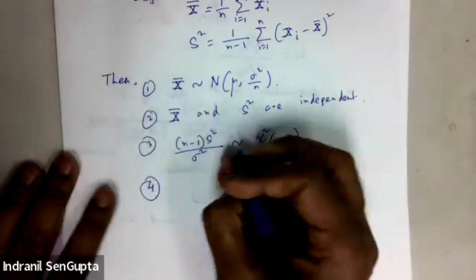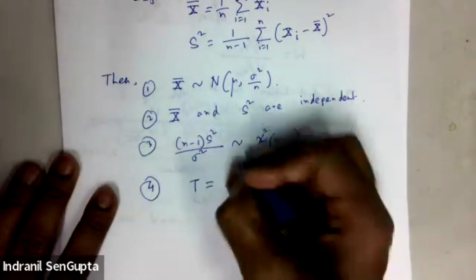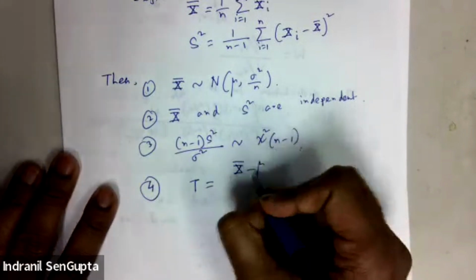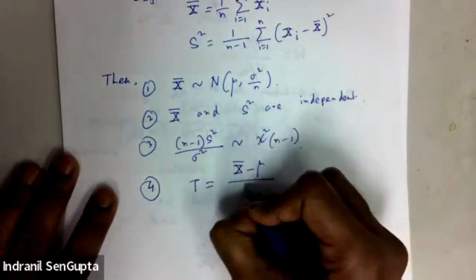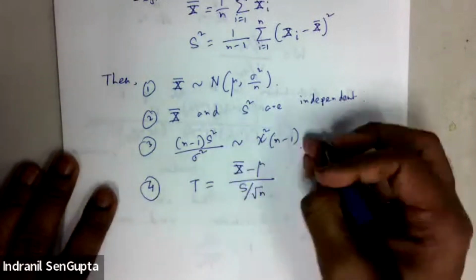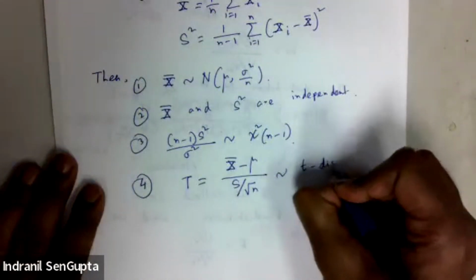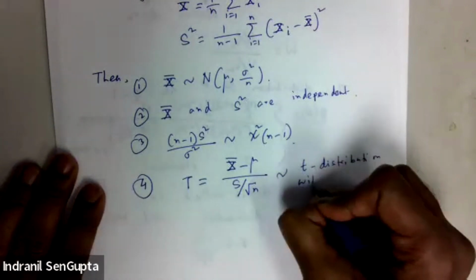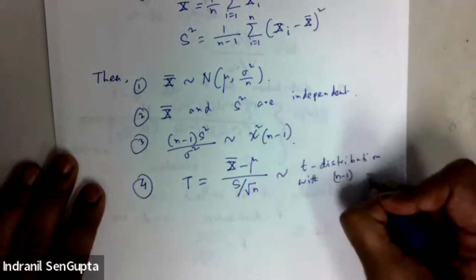And the last one is the random variable T, which is given by (X bar minus mu) over (S over square root of n). It follows a t distribution with n minus 1 degrees of freedom.